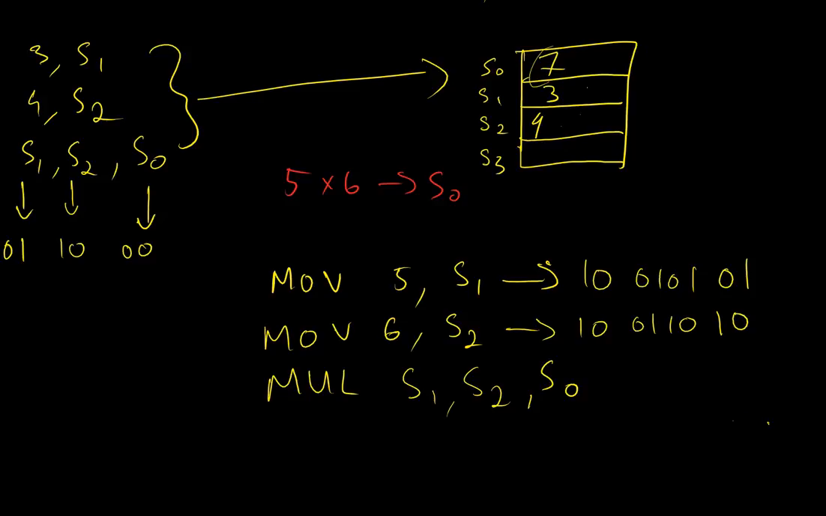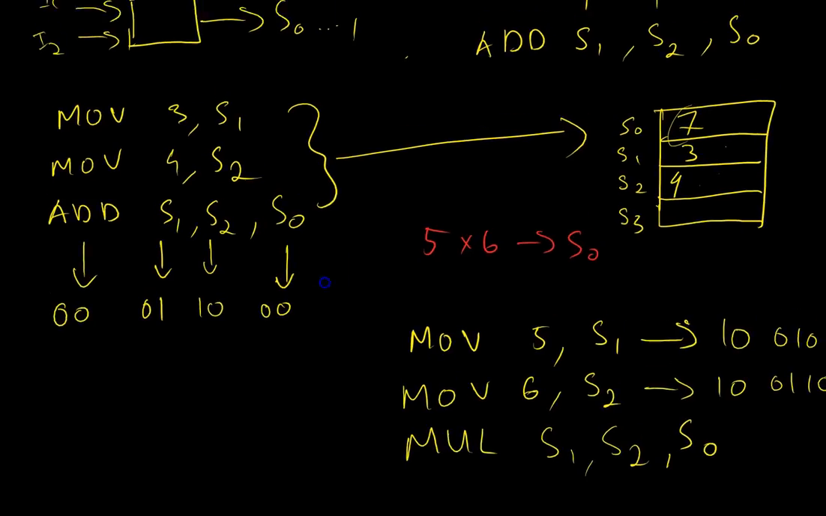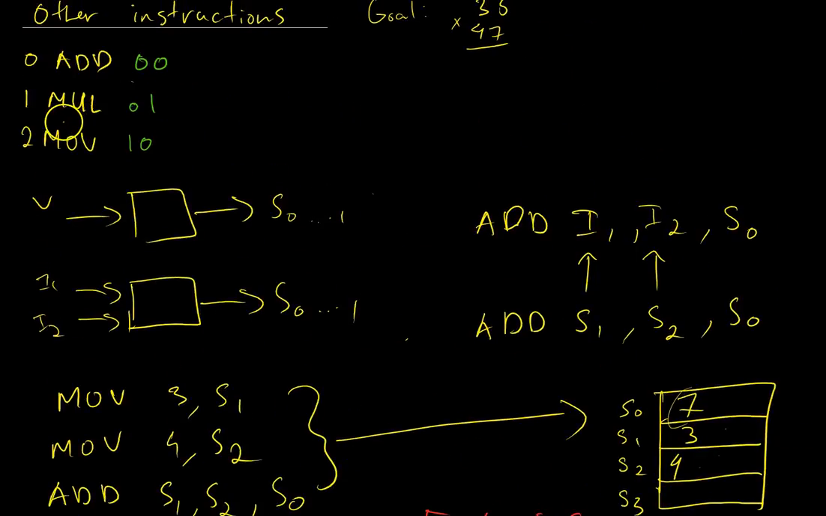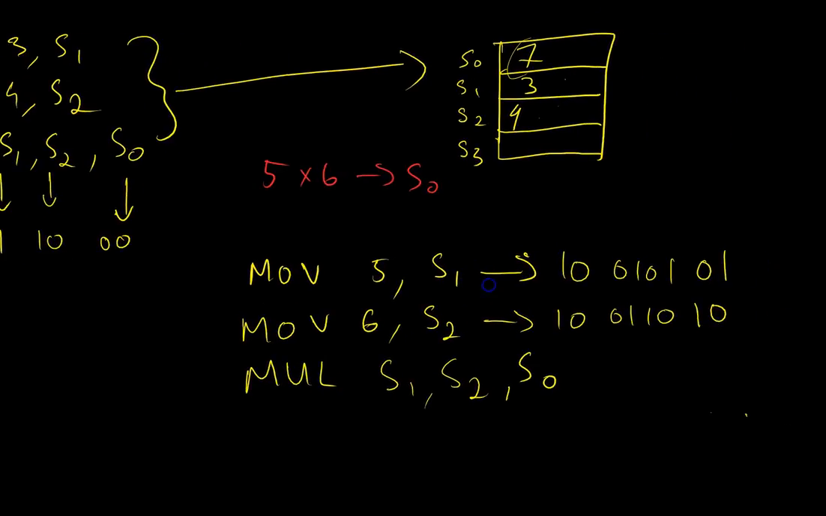Now the last thing we do is the multiplication. We haven't done multiplication yet, but all you have to do is look up the code. So the code for the multiplication instruction is 01. And then we just have to map out the slots that we're going to use. So we're going to multiply slot 1 by slot 2 and store it in slot 0. So that translates to 01 for slot 1, 10 for slot 2, and 00 for slot 0.